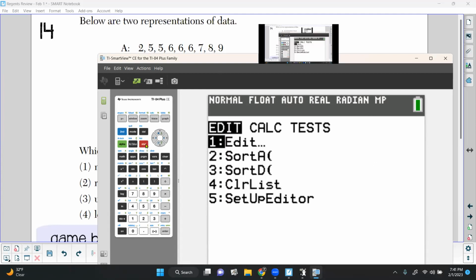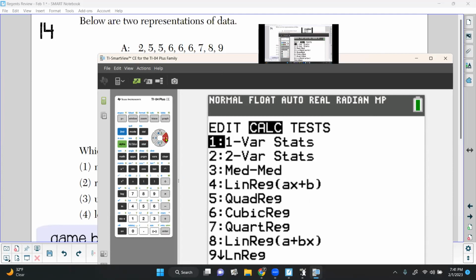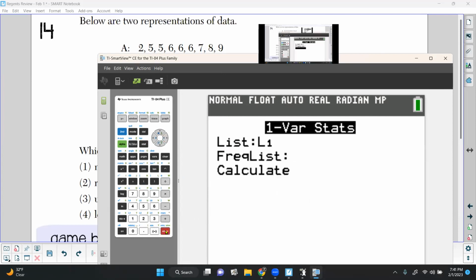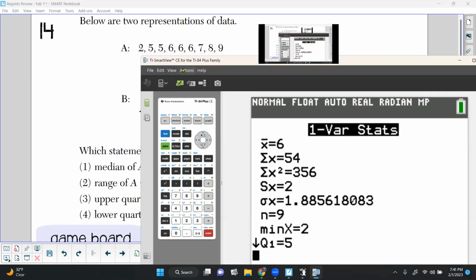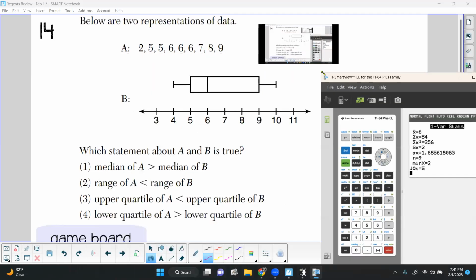Then you press stat. You go over to calc and you calculate the one variable stats. So that's what you should be doing. If you don't have a calculator at home, here are the stats. So write down anything that might be important. I'm gonna slide it over for a second. Let's see if I can make this smaller a little bit so we can see both.